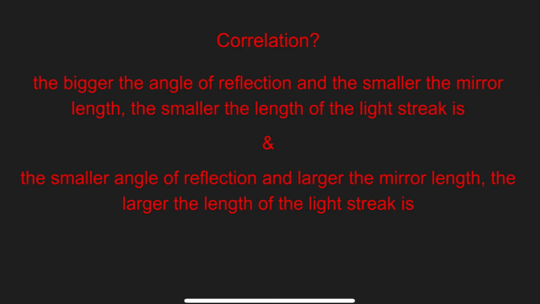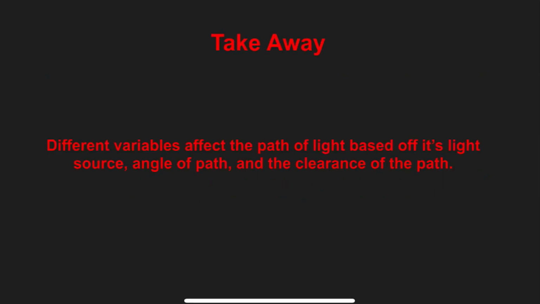In order to explore this concept further, we looked to find a correlation with the angle of the light ray hitting a reflective surface and the length of light streak. Using multiple angles, the correlation found was the bigger the angle of reflection and the smaller the mirror length, the smaller the length of the light streak is. The opposite being the smaller angle of reflection and larger the mirror length, the larger the length of the light streak is. In conclusion, the angle of where the light ray is hitting a reflective surface with its length does affect the length of the light bouncing off the surface.